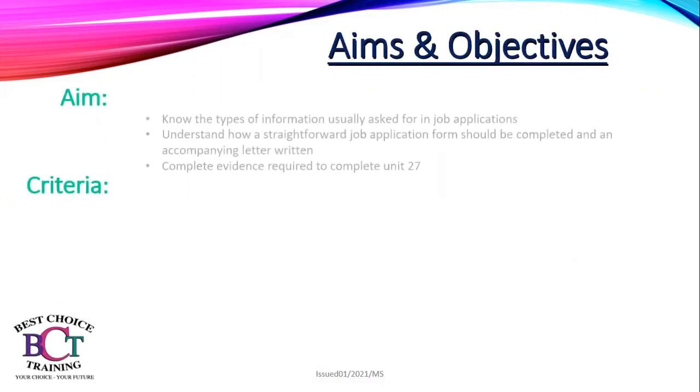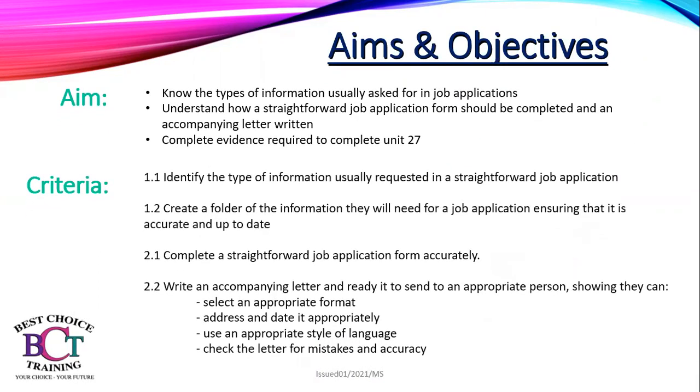Today's aims and objectives are to know the types of information usually asked for in job applications, understand how a straightforward job application form should be completed and accompanied by a written letter, and to complete evidence required to complete Unit 27. So the criteria you're going to be meeting today are 1.1, identify the type of information usually requested in a straightforward job application. 1.2, create a folder of the information that you will need for a job application and ensure that it is accurate and up to date.